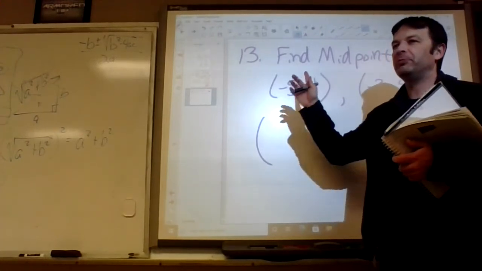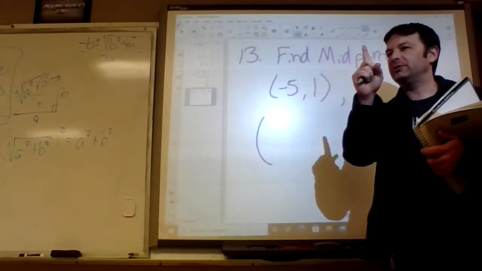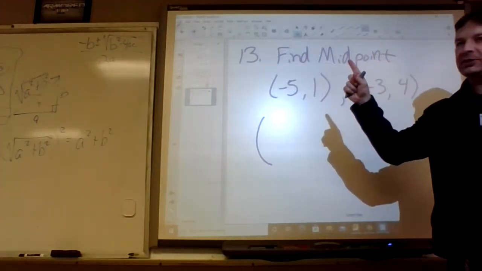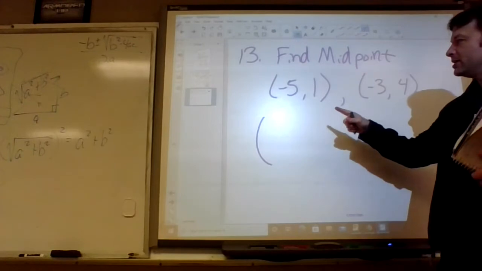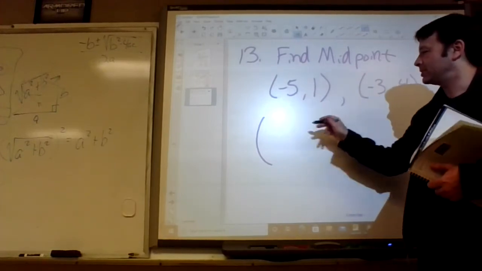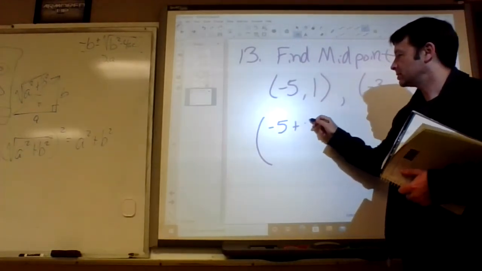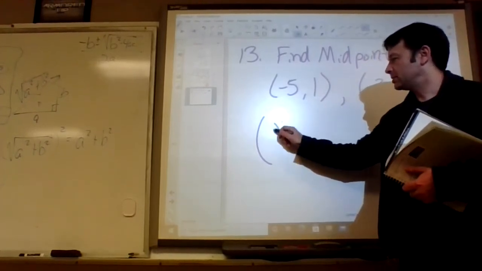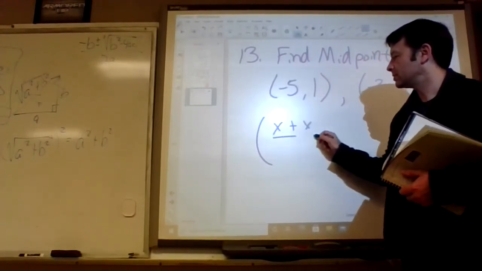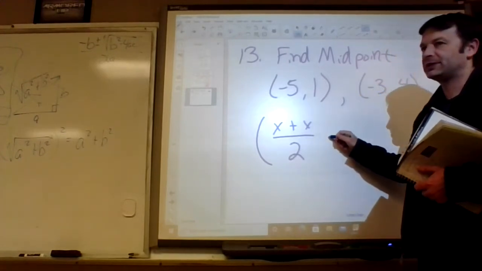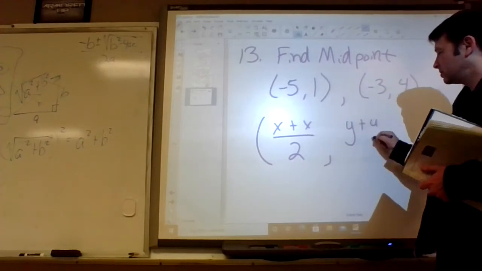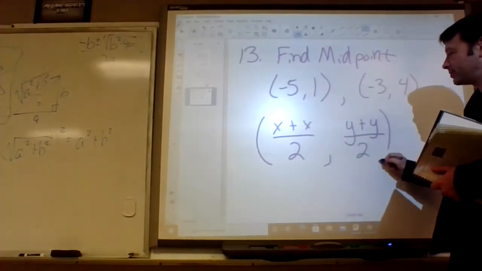The midpoint is the point in the middle, and numbers in the middle are the averages of the numbers on the outside. So you want to average the x coordinates. Let me write the formula. This is for your notes. You average the x coordinates, so x1 plus x2 divided by 2, and you average the y coordinates.